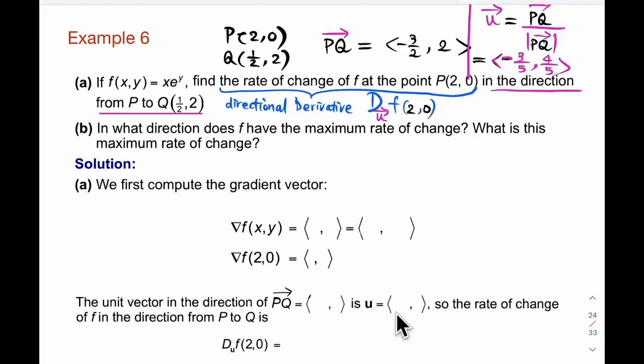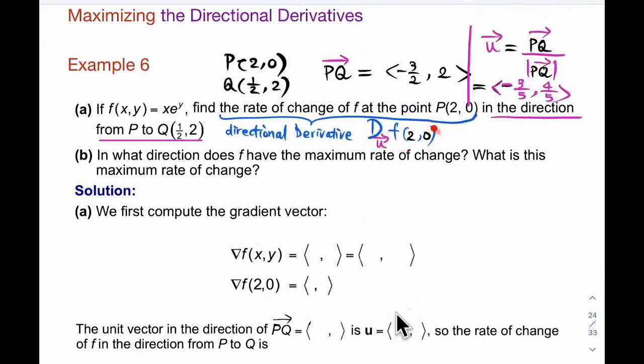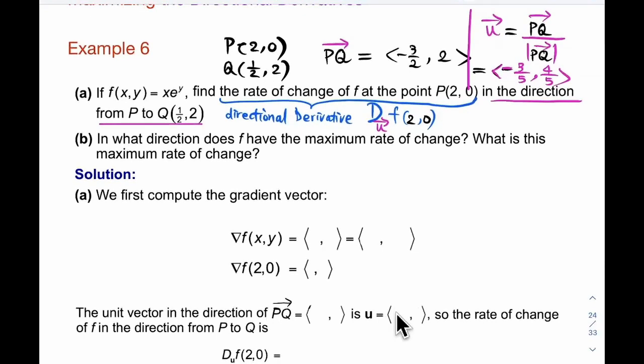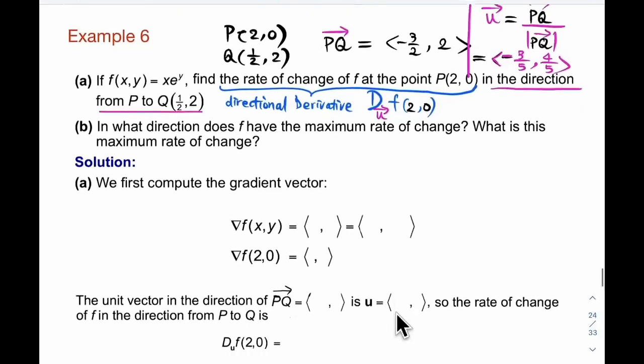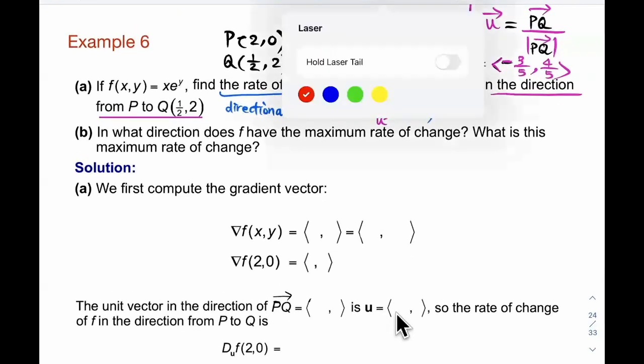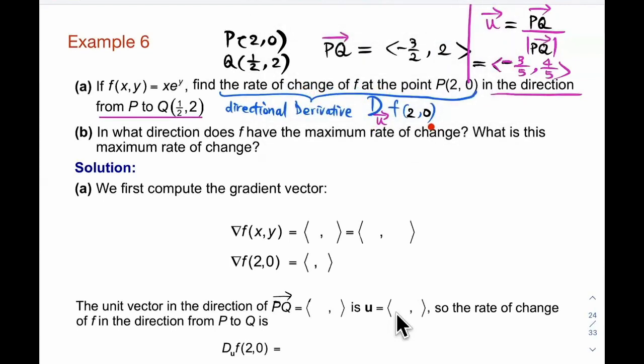In order to compute this directional derivative, what do we need? We need the gradient, and we also need the direction vector. If I know the gradient and we also have this direction vector, what can we do with them to get the directional derivative? We can take the dot product. So let's compute the gradient vector.